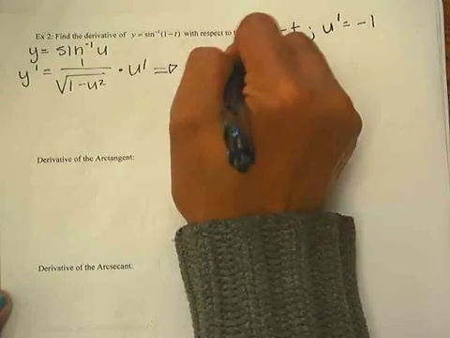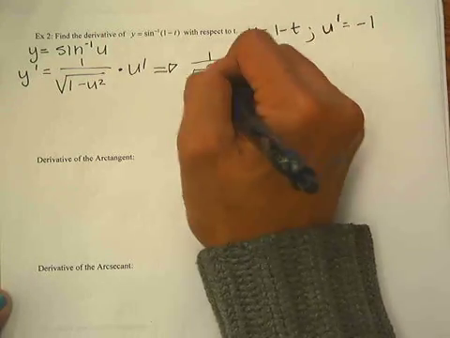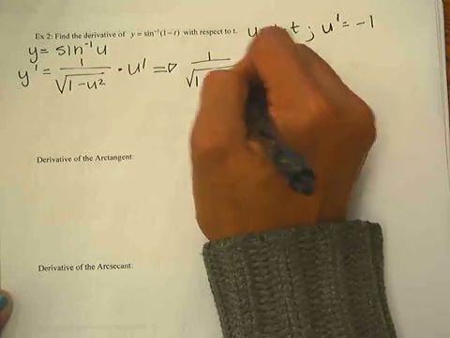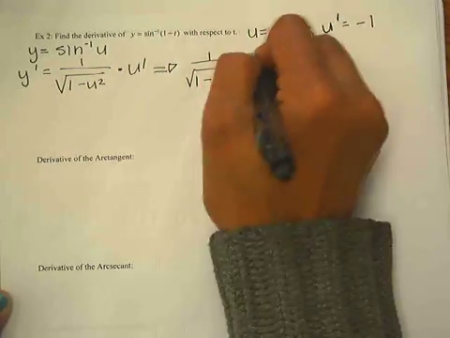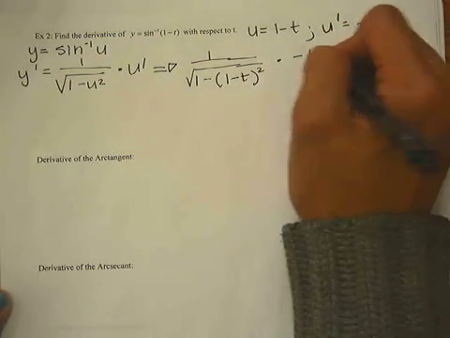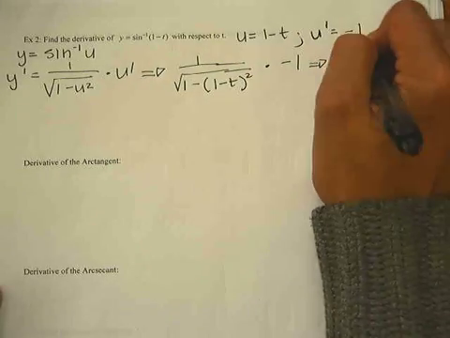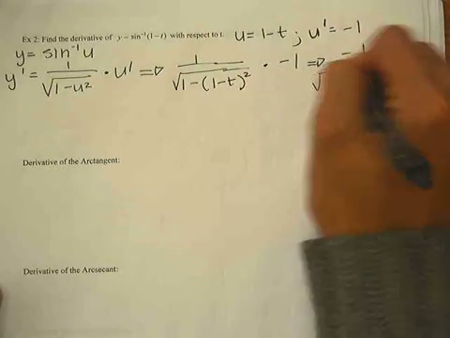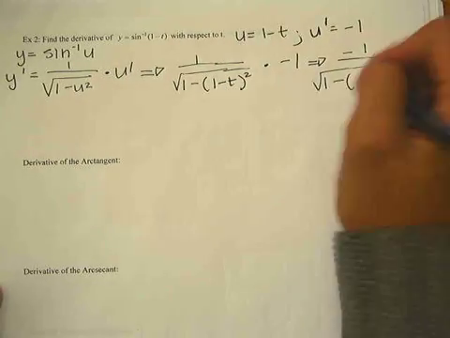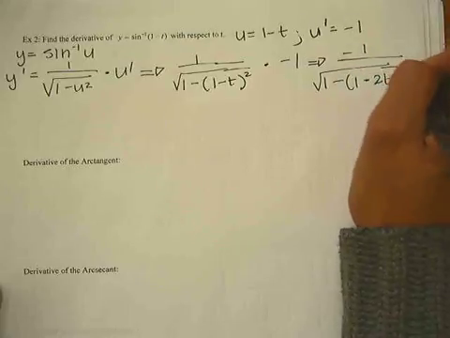From here, we're just going to plug in u and u prime. So it's going to be 1 over square root. u is going to be 1 minus t, so copy the 1 over, minus u squared. So that's really 1 minus t, times u prime, which is -1. Then from here, I'm just going to put this -1 on the top. So now I have -1 over square root 1 minus, I'm going to multiply this out. 1 times 1 is 1. In the middle is -2t plus t squared.